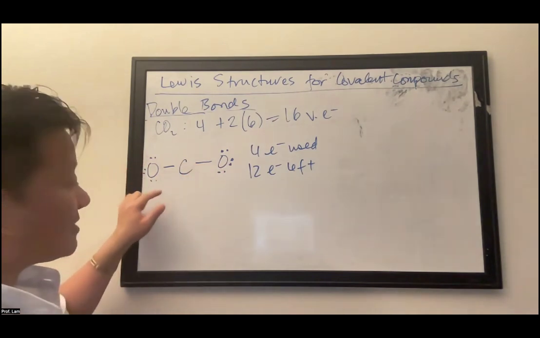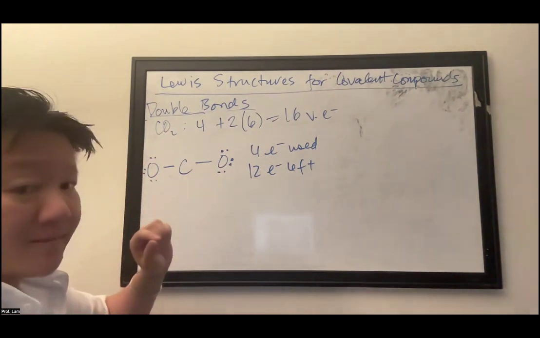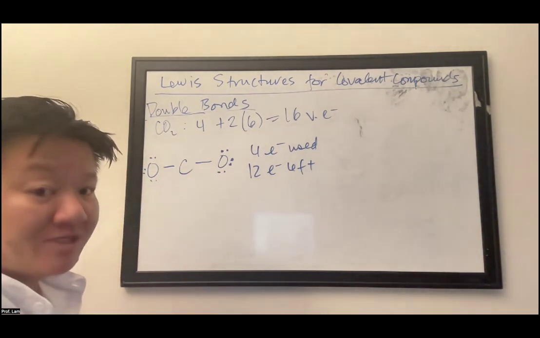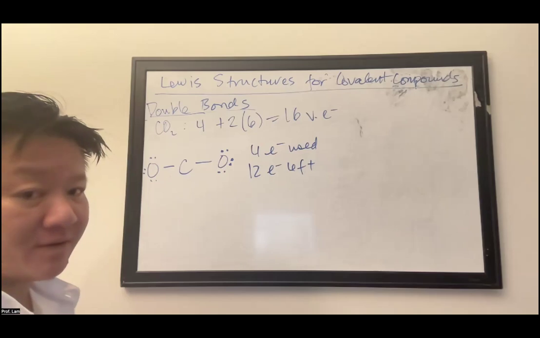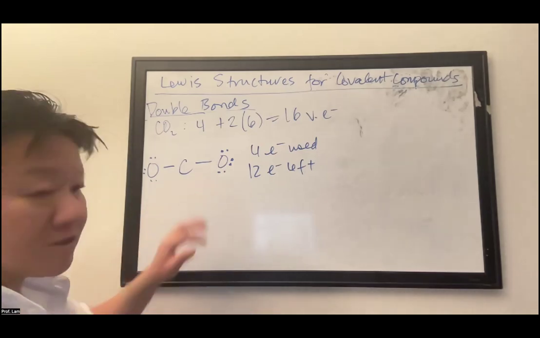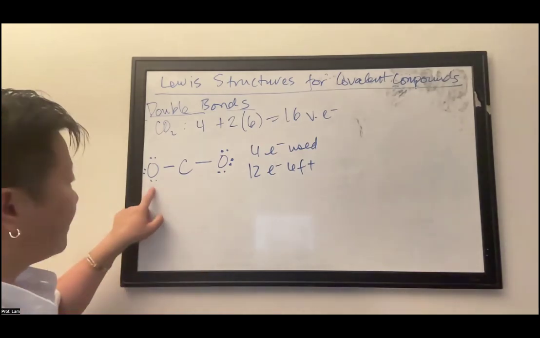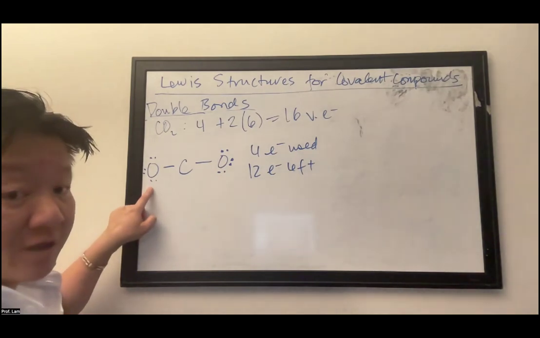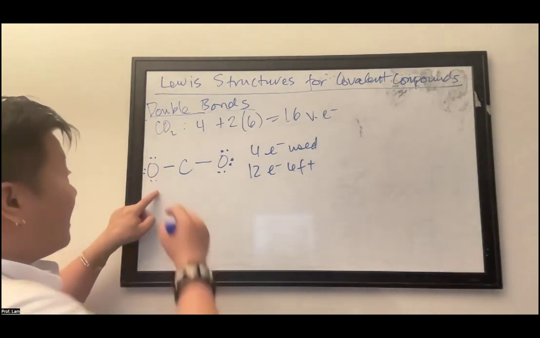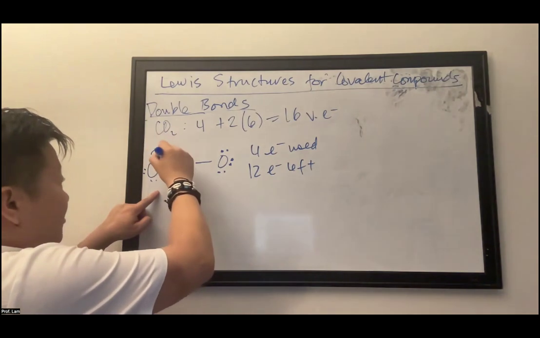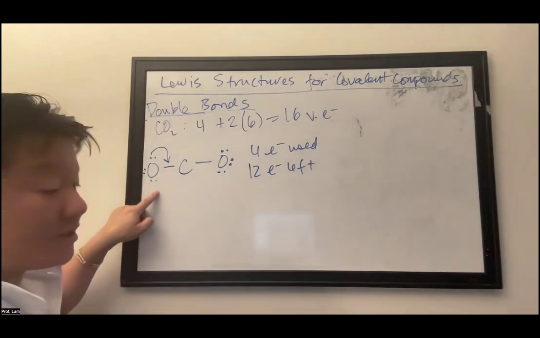Well, you have a bunch of dots here, right? So remember, 2 electrons make a bond. That means you can move lone pairs to make a bond. And it doesn't matter which lone pair you use. Let's use the left oxygen first because it has 3 lone pairs. Let's take this lone pair and move it down here for a double bond.